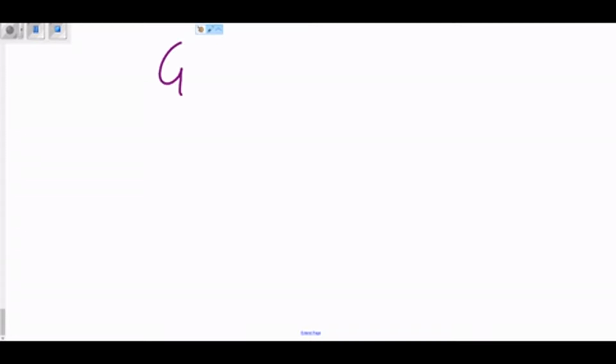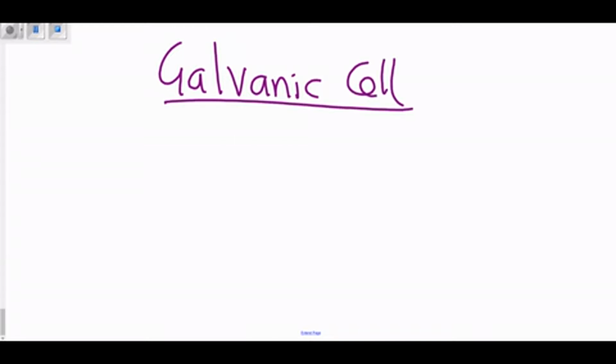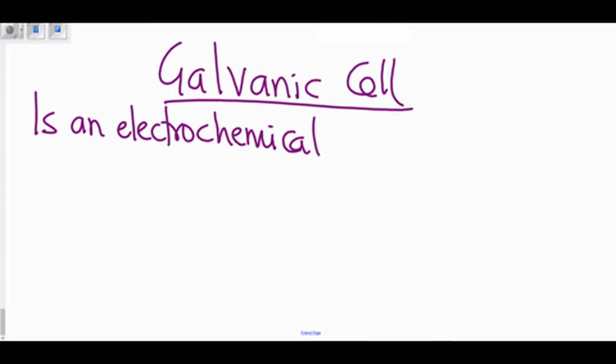And now we're going to focus quickly on galvanic cells. Now the first thing is to define what a galvanic cell is. A galvanic cell is, of course, we know now, an electrochemical cell. I'm sure we know that already because we talked about that.